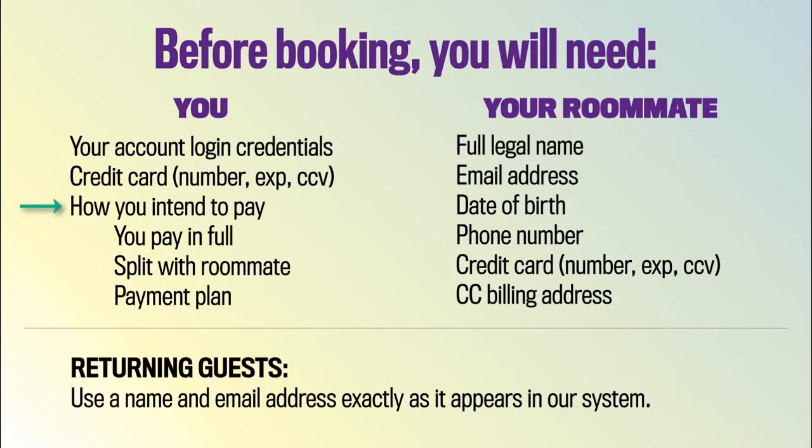We'll take a closer look at payment options a little later, but for now, you just need to know if you're paying for the whole thing, if you're going to split it 50-50 with your roommate, and or use one of our payment plan options. For your roommate, you'll need their full legal name as it appears on their government ID, their email address, date of birth, phone number, and if you intend to split payment with them, you'll need their credit card info and credit card billing address as well.